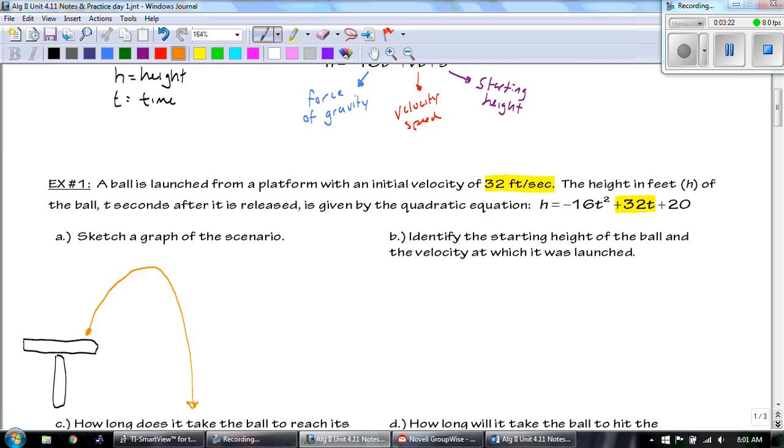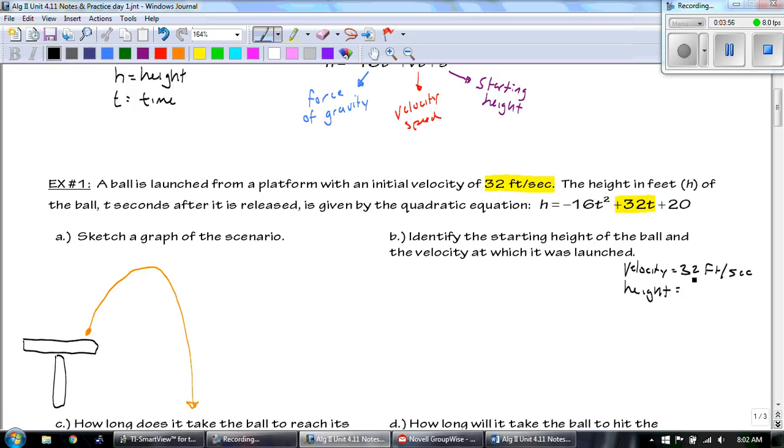We need to identify the starting height of the ball and the velocity at which it was launched. Well, we already know the velocity. They tell us what the velocity is. The velocity was the 32 feet per second, okay? So I'm going to write that off to the side, that the velocity equals 32 feet per second.